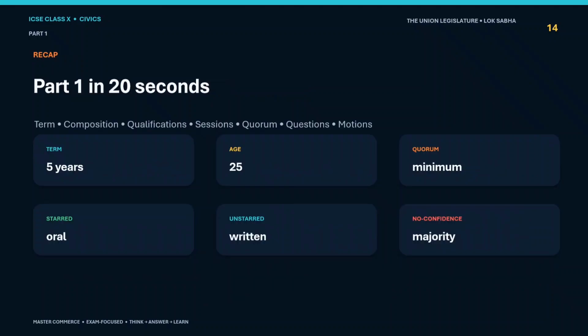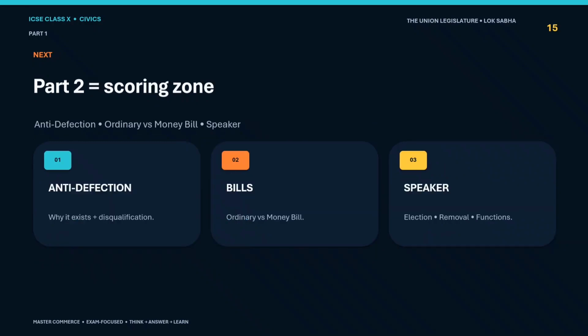In part 2, we move into the scoring areas students frequently confuse: anti-defection law, ordinary bill versus money bill, and the speaker, including his or her election, removal, and functions. Don't skip part 2 because that's where I'll give you the most important comparison points and board style traps.